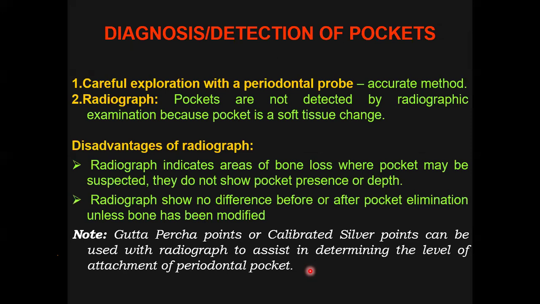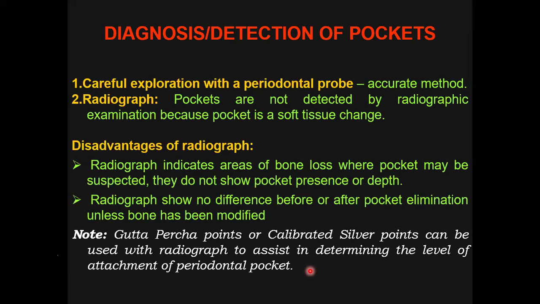Now, how do we detect a pocket? So, the most accurate method of detecting a pocket is careful exploration with a periodontal probe. Radiographs are not helpful in detecting a periodontal pocket because a pocket is a soft tissue change. Also, radiographs have certain disadvantages, like they do not indicate areas of bone loss where a pocket may be suspected, as they do not show the presence of pocket depth. Also, we cannot check before and after pocket elimination unless bone has been modified.